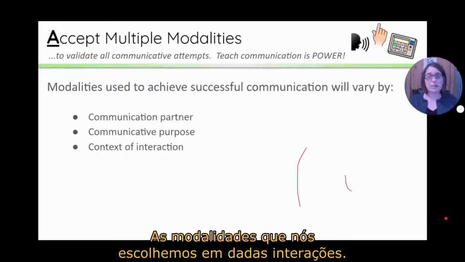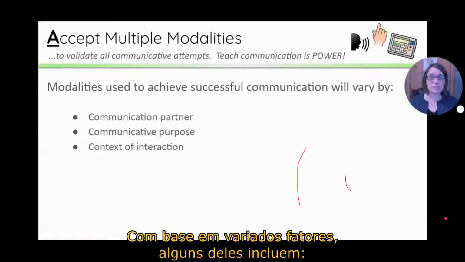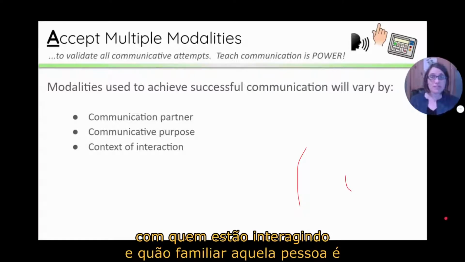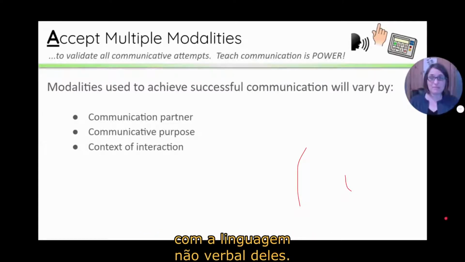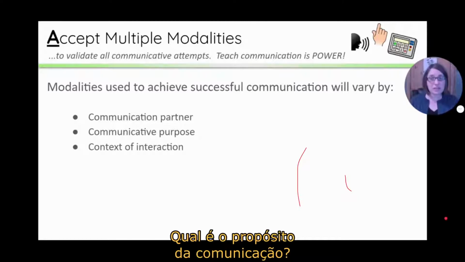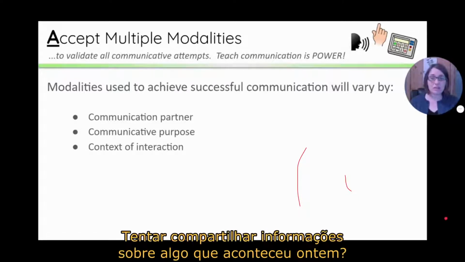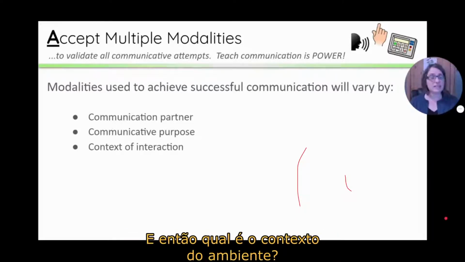So the modalities that we choose in given interactions vary based on a variety of factors. Some of these include the communication partner, so who are they interacting with? How familiar is that person with their nonverbal language? What's the purpose of their communication? Are you making a request for something that's in the environment? Are you trying to share information about something that happened yesterday? And then what is the context of the environment?